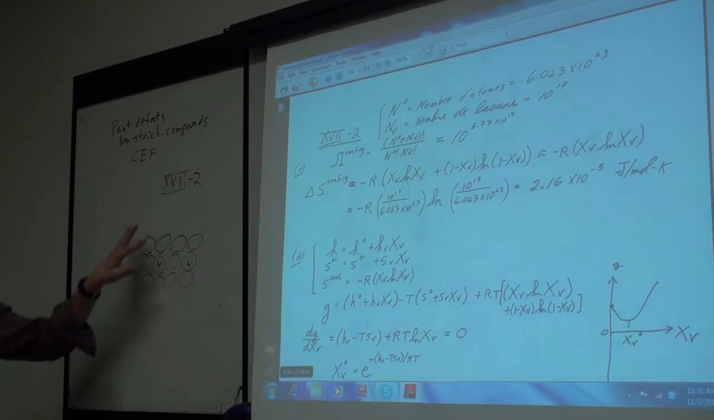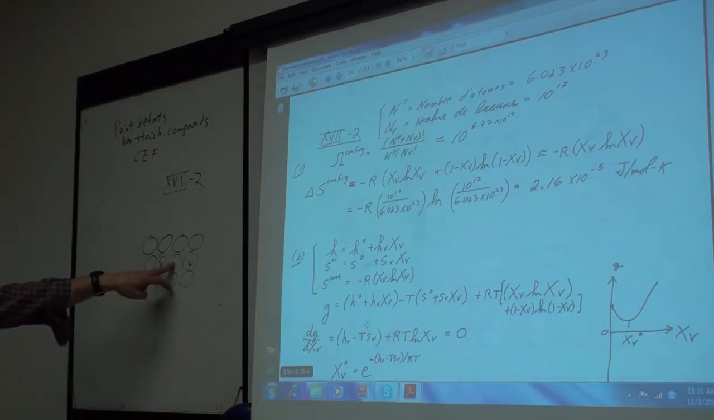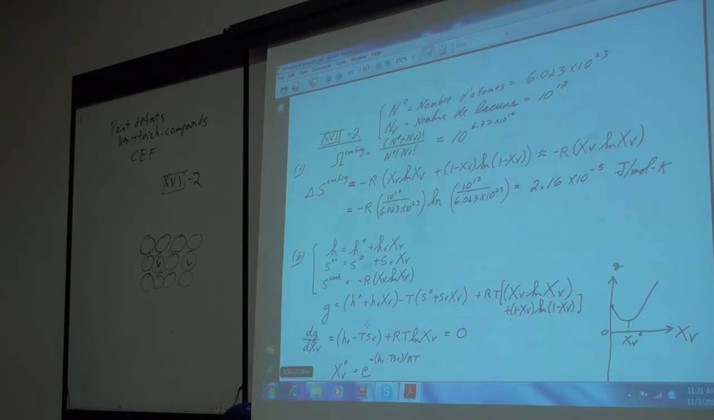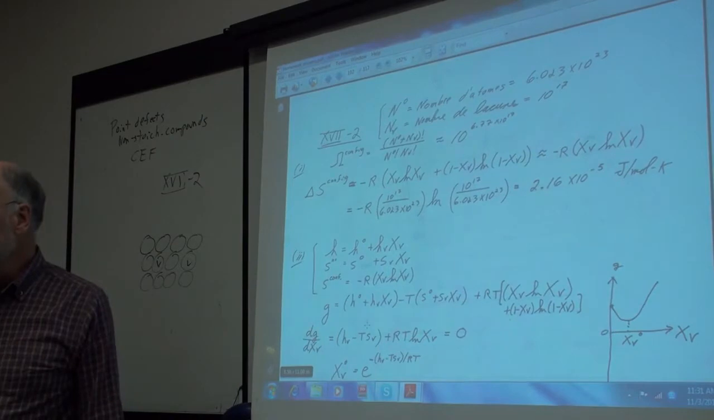The vacancies are randomly distributed, so you have a configurational entropy. The multiplicity is the number of ways of arranging the n naught atoms and nv vacancies over the total number of sites. And delta S configurational is minus R times something. This is simply a random solution. It's a mixture of vacancies and metal atoms over the sites. x is the mole fraction of vacancies, 1 minus x is the mole fraction of metal.